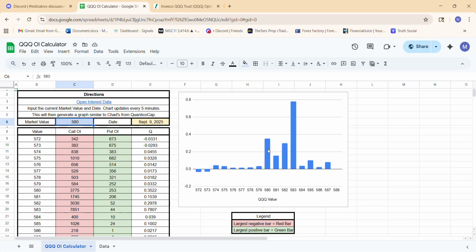Another thing that Chad then looks at and picks out are bars that stick out from your typical sloped, say, pyramid or parabola. So you can see here 580 sticks out, and so he would have labeled 583 as his green bar, 572 as his red bar, and then this 580 as likely a pullback bar, where if price were trading above 580 and then came down to it, he would look for a pullback to there and then target back up to 583.